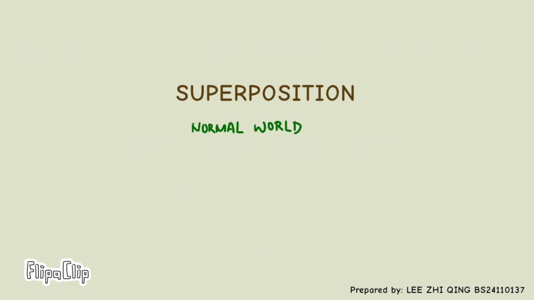First, superposition. In the normal world, a coin is either heads or tails. But in the quantum world, a particle is like a spinning coin. When it's spinning, it is both heads and tails at the same time. It doesn't choose one until you look at it. That's superposition, being in multiple states at once.